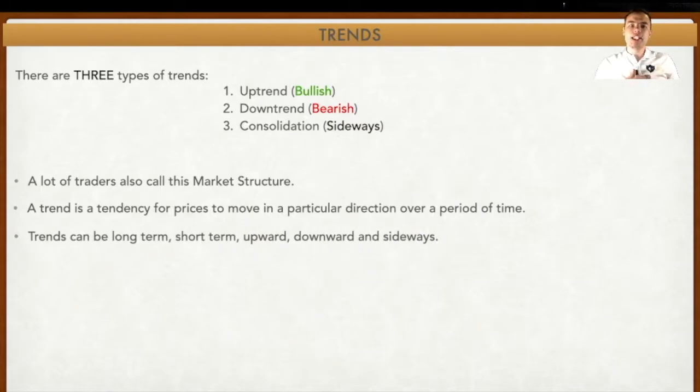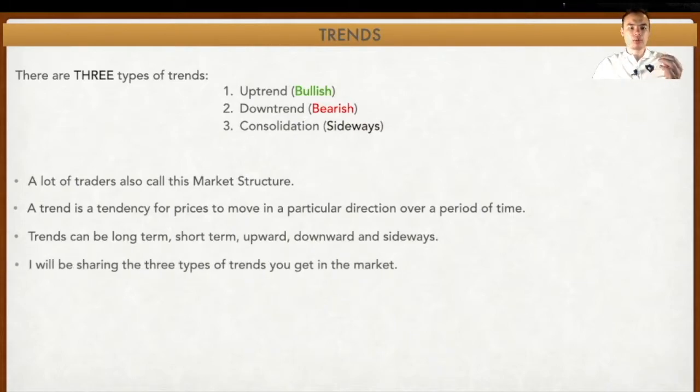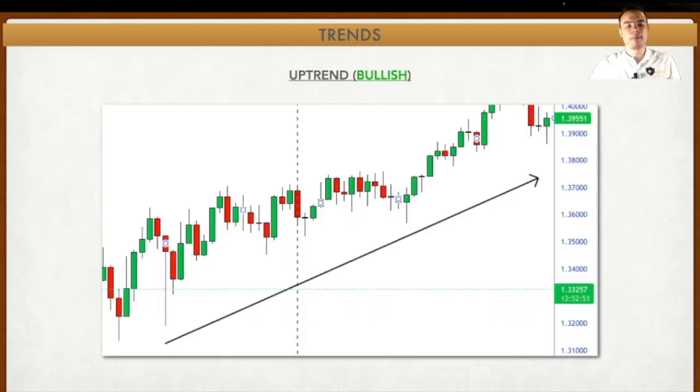Now, a trend can be short term, so a quick trend, and then it's over. It can be long term. It can take days, weeks, months, years, minutes even, depending. And you get the upward trend, the downward trend, and the sideways trend. Like I said, I will be sharing these three types of trends and how to identify them, whether price is in an uptrend, in a downtrend, or is consolidating.